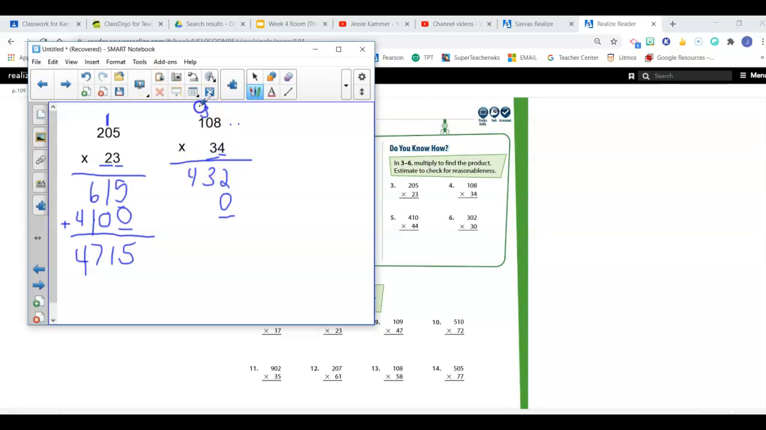Now I can move on to my tens. 3 times 8 is 24. Carry the 2. 3 times 0 is 0, plus 2 more is 2. 3 times 1 is 3. And then I add my partial products. 2 plus 0 is 2. 4 plus 3 is 7. 4 plus 2 is 6. And 3 plus nothing is 3. So my answer is 3,672.